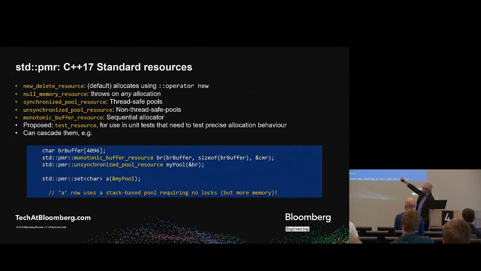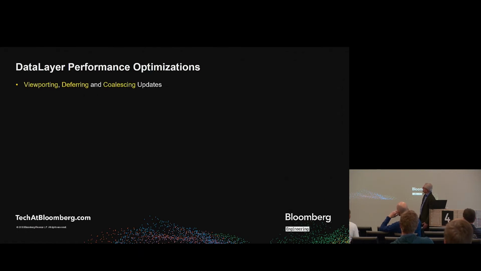The null one is interesting, which is great for tests. If you want to prove that your code is not making any real heap allocations, plug in a null memory resource, and it will assert if you try and do any. But there are also pools, which can be thread safe or not. Here I'm actually building a heap, effectively a pool on the stack. So here's my monotonic buffer resource using the stack. And then I'm actually cascading an unsynchronized pool, because it doesn't need any thread safety, for data within this thread on top of that. So it's kind of a stack-based pool, requiring no locks, but probably lots of memory. So interesting. So try it. I think it's a real refreshing update to what we've had for a long time.